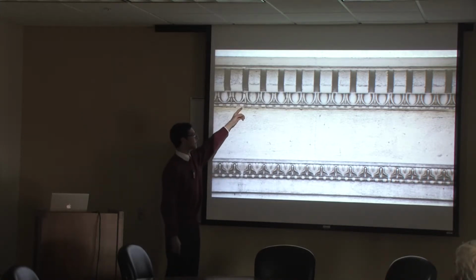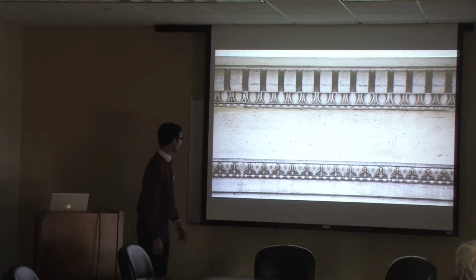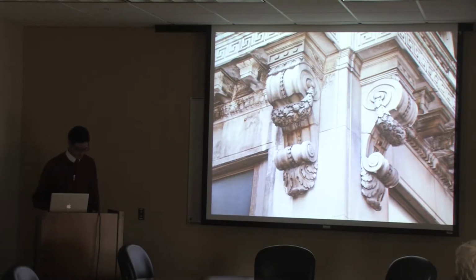This is called egg and dart. This inside oval shape is the egg, and this little bit in between is the dart. And this is another organic type molding, also string course, whose name I don't recall at the moment.